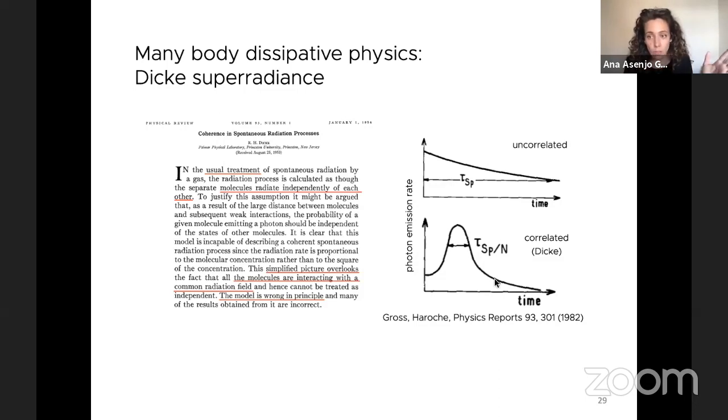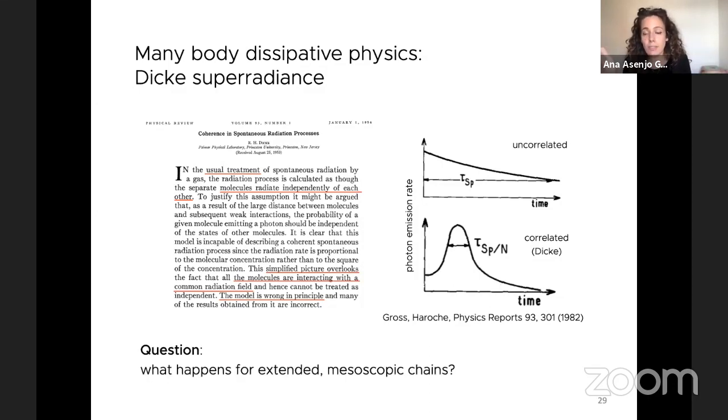So this is very well known, since 1953 actually. So what is there to do? Well, actually a lot, because what is the physics of this for extended or mesoscopic chains? The question is not as trivial.